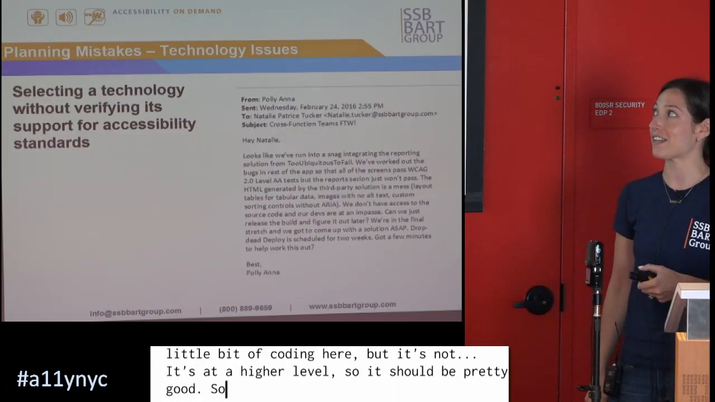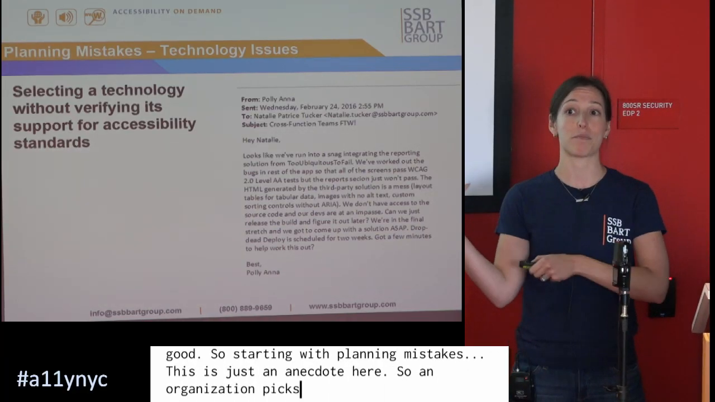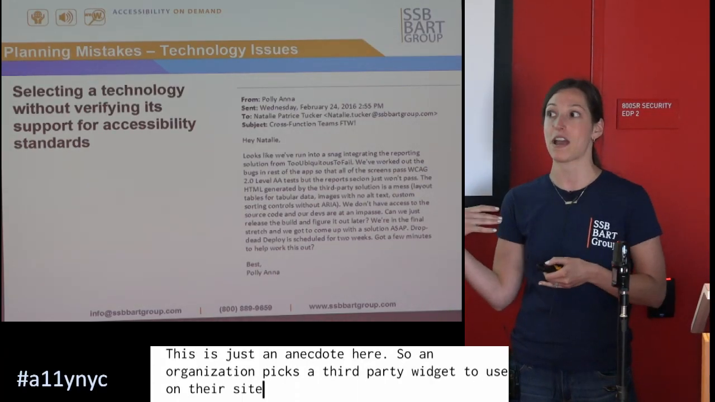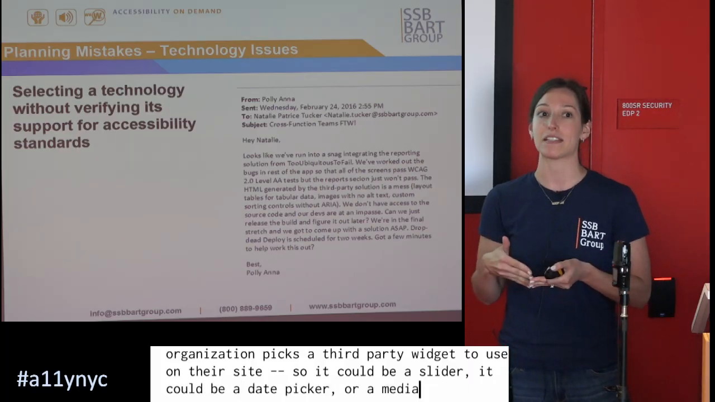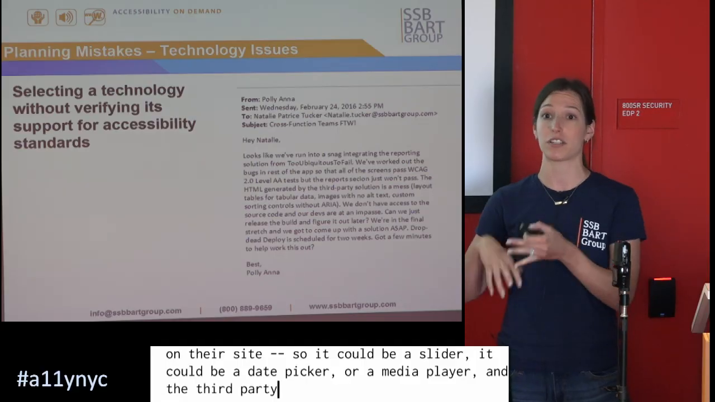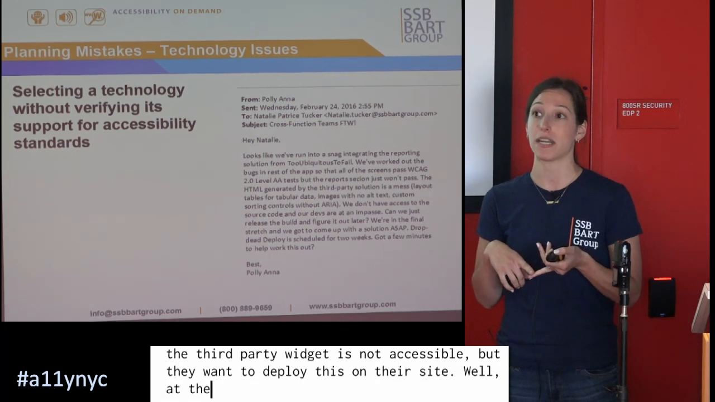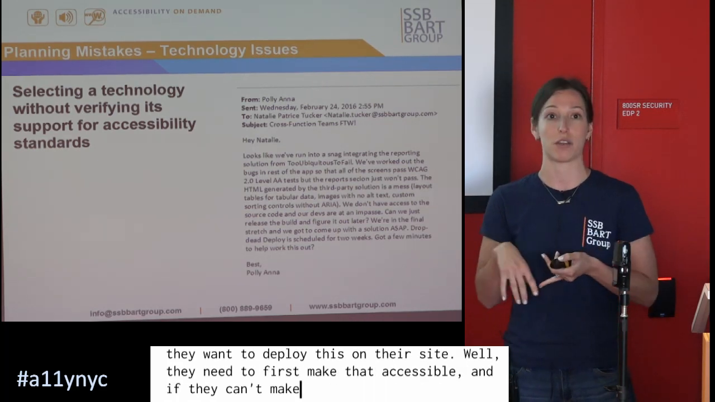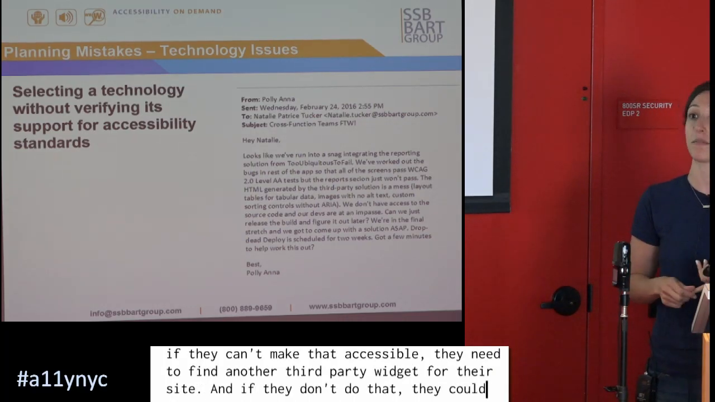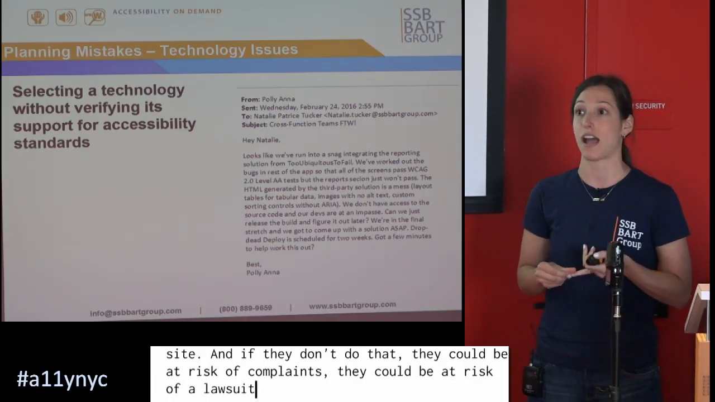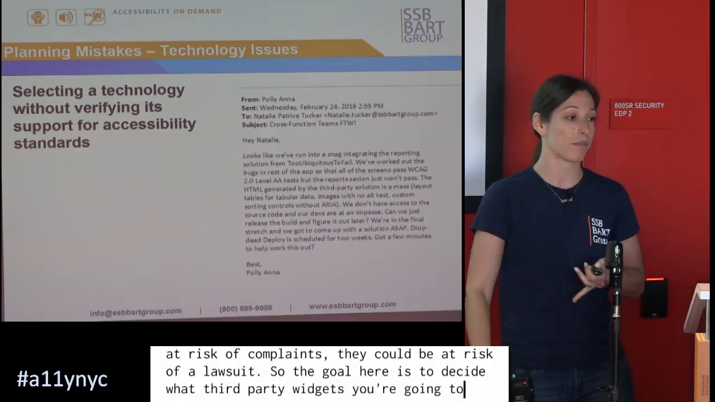So starting with planning mistakes, this is just an anecdote here. An organization picks a third-party widget to use on their site. So it could be a slider, it could be a date picker or a media player, and the third-party widget is not accessible, but they want to deploy this on their site. Well, they need to first make that accessible, and if they can't make it accessible, they need to then find another third-party widget for their site. And if they don't do that, they could be at risk of complaints, they could be at risk of a lawsuit. So the goal here is to decide what third-party widgets you're going to use, deploy them, and make sure that they're accessible to begin with.